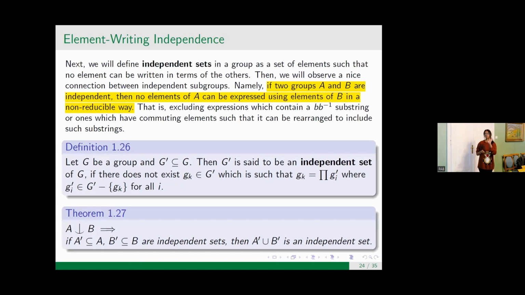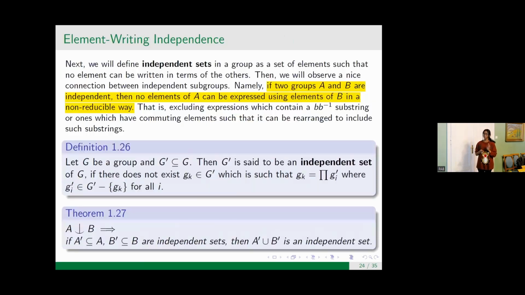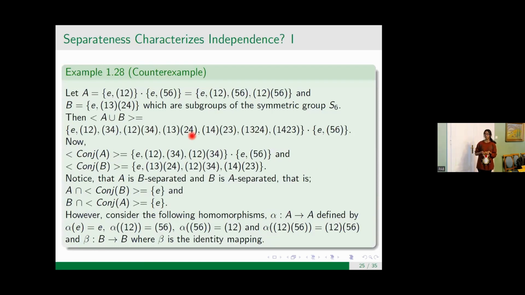This separateness condition is related to element writing independence, but okay. So this separateness condition is related to many nice things. For a year, it was thought that it characterized subgroup independence, but after a year, it was found this counterexample here, which is similar to this non-normal example, but A is, instead of just E1,2, you dot it with E5,6. And this is such that A is B separated, B is A separated.